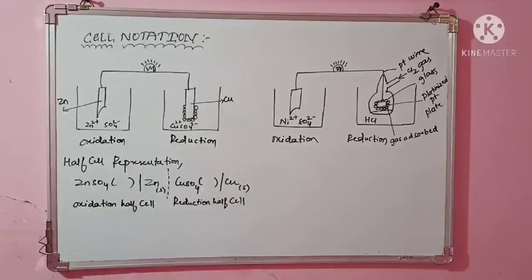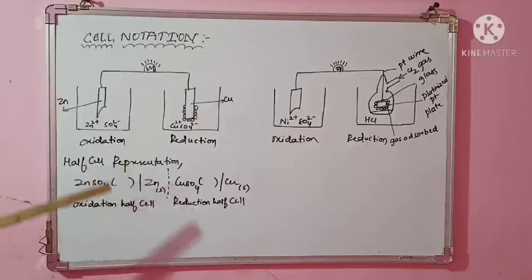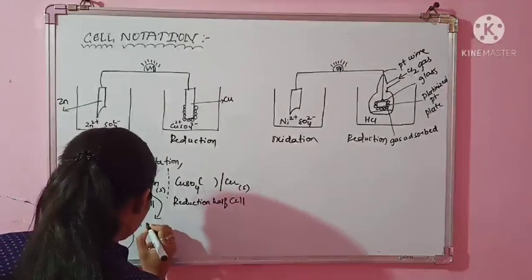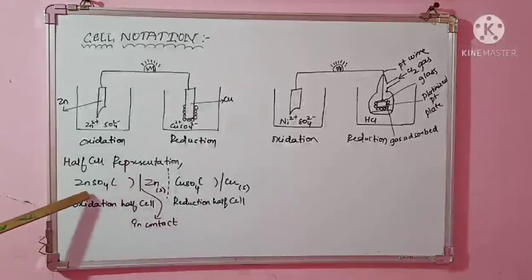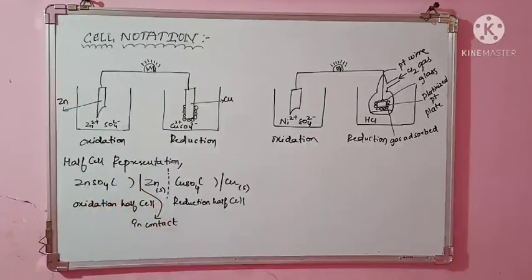Now you understood how to represent your half cell? See here. First, whatever solution you have taken, zinc sulfate, its concentration you have to mention in brackets. Remember, you have to mention it in brackets. Then a small single line. What does this line represent? In contact with. It means that solution is in contact with that electrode. Yes or no? So you have to represent that single line. What it signifies is in contact with. Clear? And this is the separation between these both.